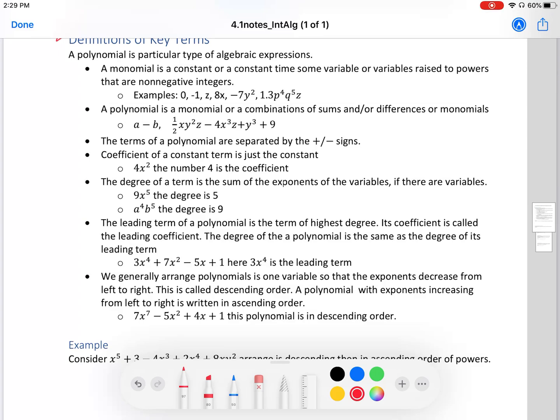A polynomial is a particular type of algebraic expression. A monomial is a constant or constant times some variable or variables raised to powers that are non-negative integers. Integers are whole numbers. So here we have examples of a monomial. A monomial would be something like 1, -1, z, 8x, -7y squared, 1.3p to the fourth power q to the fifth power z. That's a monomial. It's only one term.